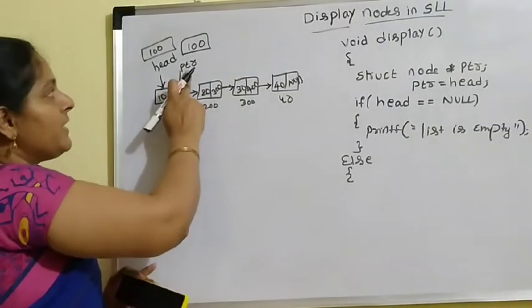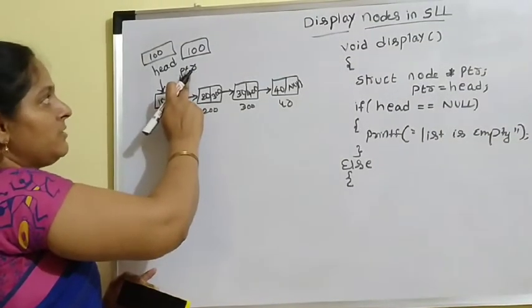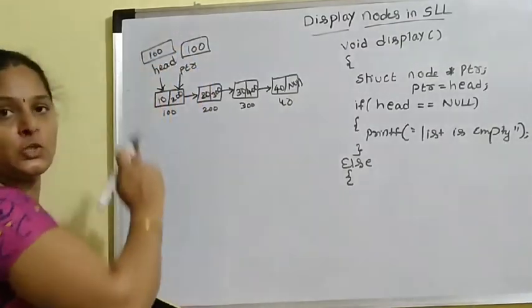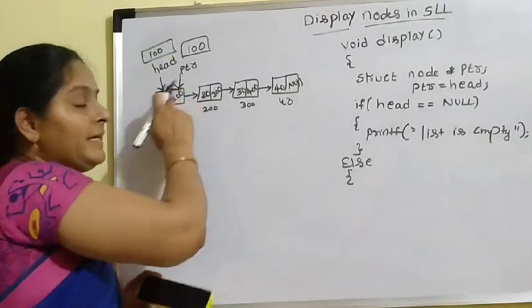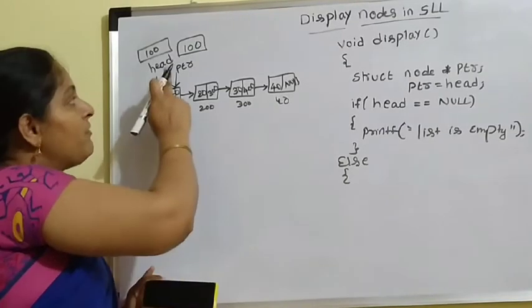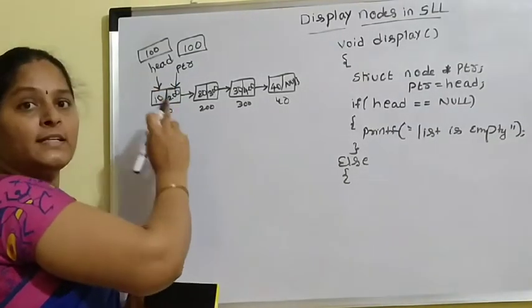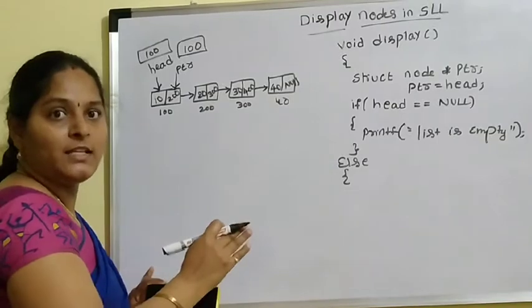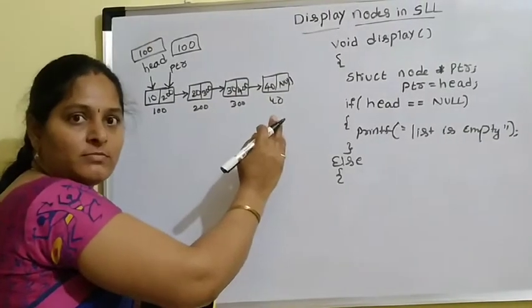First, for PTR assign the first node address. So print the PTR data. What is the PTR data? 10 here. So if PTR next or PTR is not null, then move the PTR to the next position.